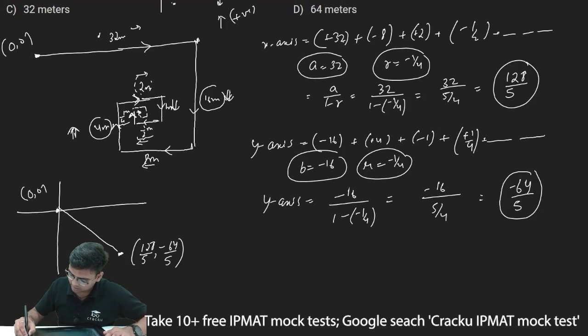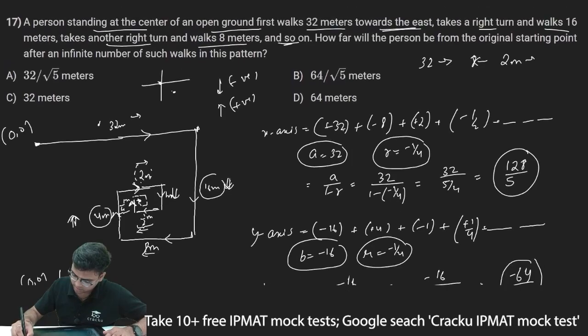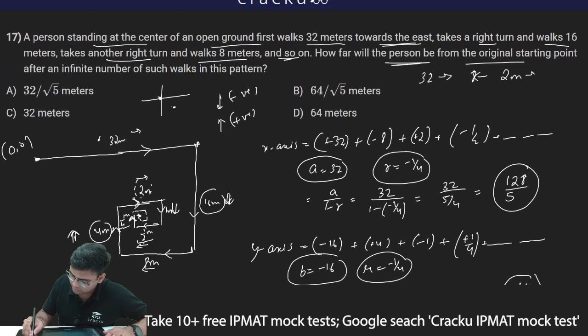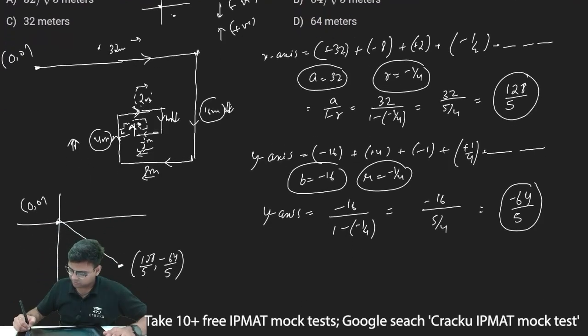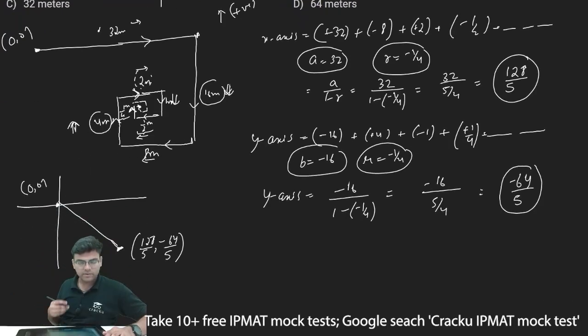I have to find the distance between these 2 points. I have to find how far the person will be from the original starting point after an infinite number of such walks. So after an infinite number of such walks, he will be somewhere here. Thus the total distance will be this distance. Let's say this is d.